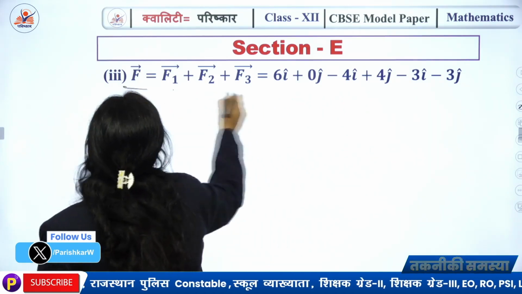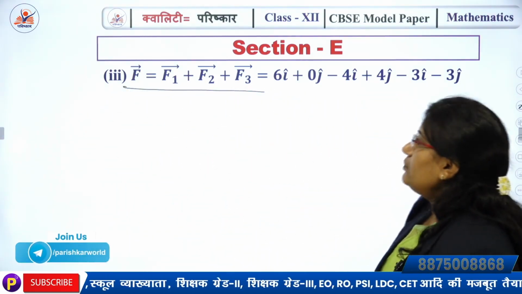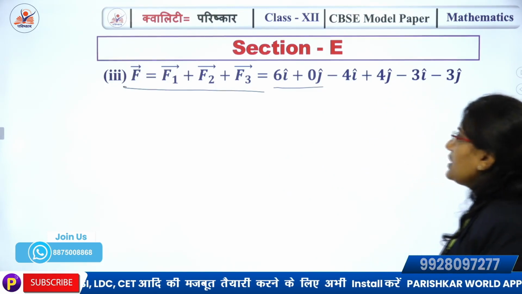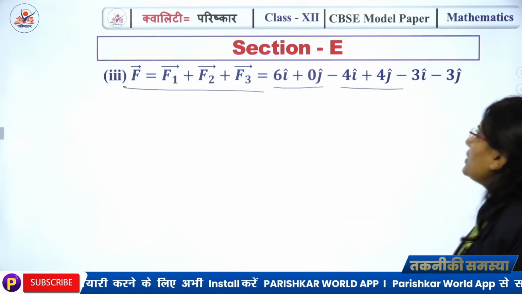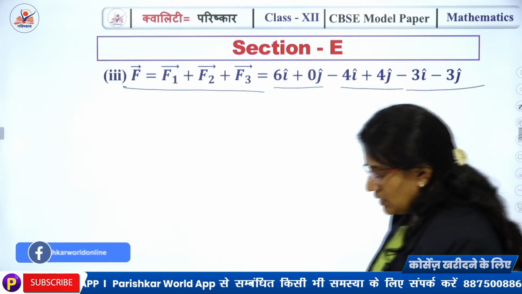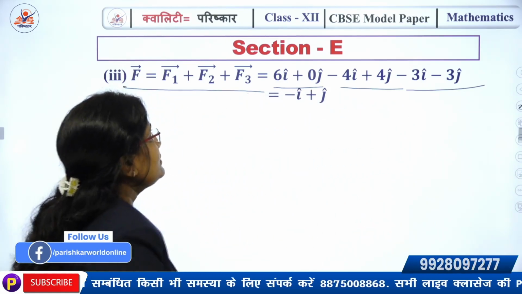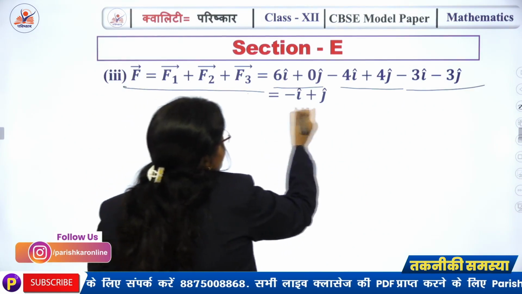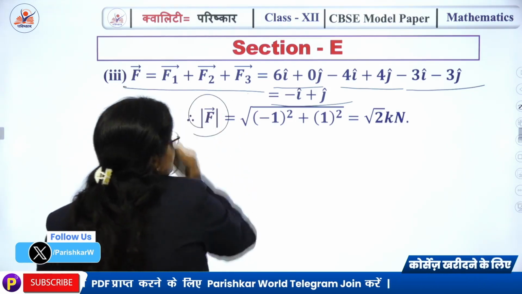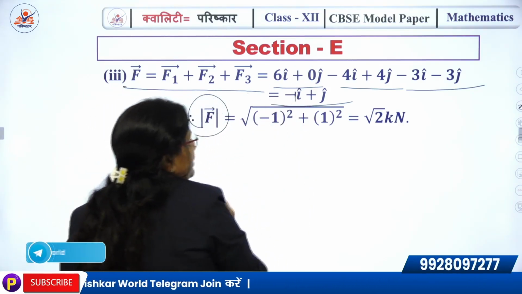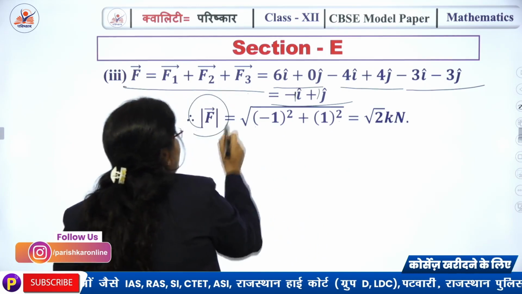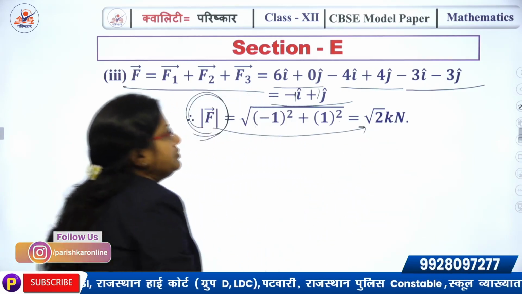Students, we have the total force, vector F, equals vector F1 plus F2 plus F3, which is 6 i cap plus 0 j cap, plus F2, which is minus 4 i cap plus 4 j cap, plus F3, which is minus 3 i cap minus 3 j cap. After calculating all these, we have the total force F equals minus i cap plus j cap. Now come to the magnitude of force F, which is under the root of the square of minus 1 plus the square of 1. So the force is root 2 kilonewton.